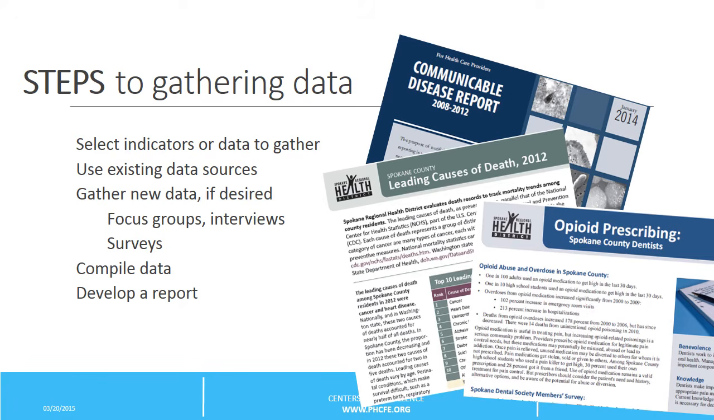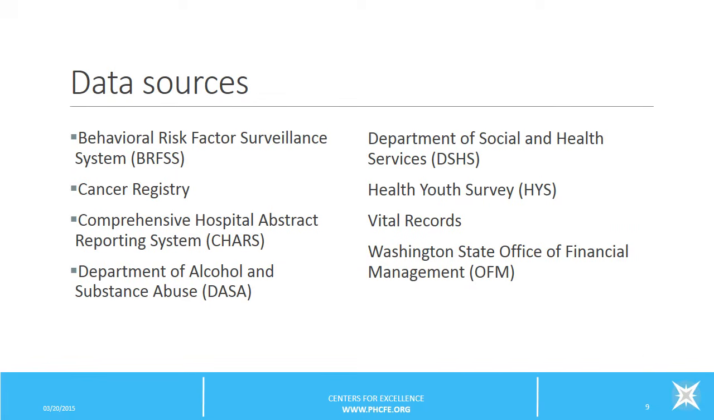Here are just 3 examples of some reports that were put together by Spokane Regional Health District staff. These are some of the most common data sources used by public health assessment staff. The Washington State Department of Health website provides access to a lot of these data sources, as I will show you on the next slide. To understand each of these data sources, you will need to take some time exploring the links on their website.